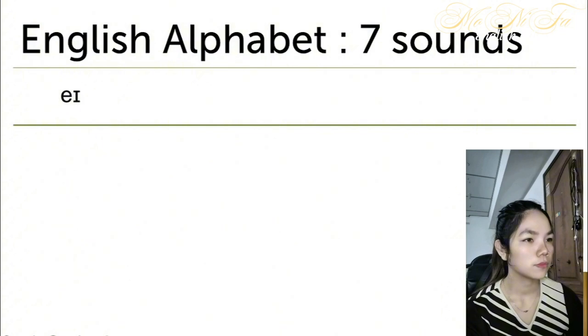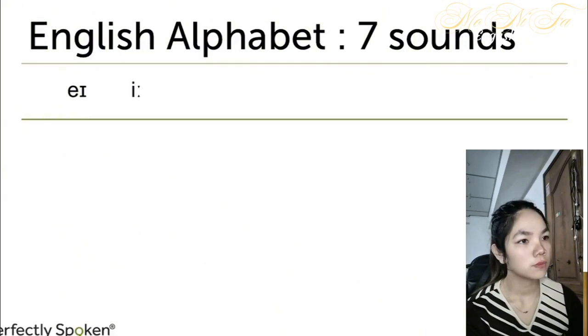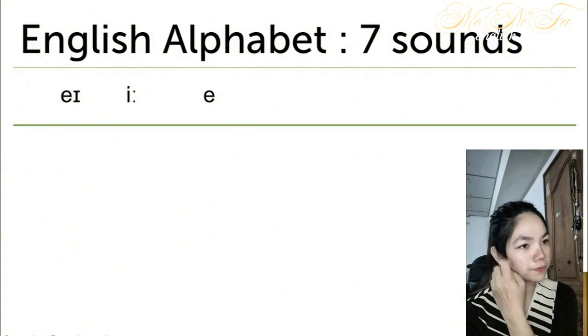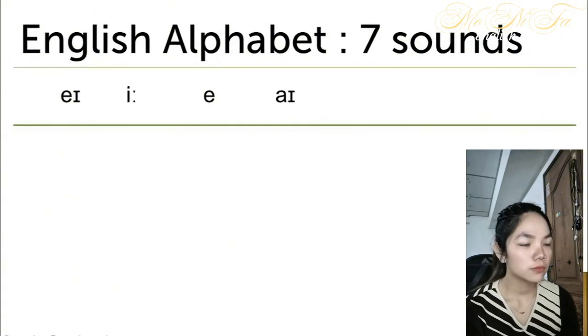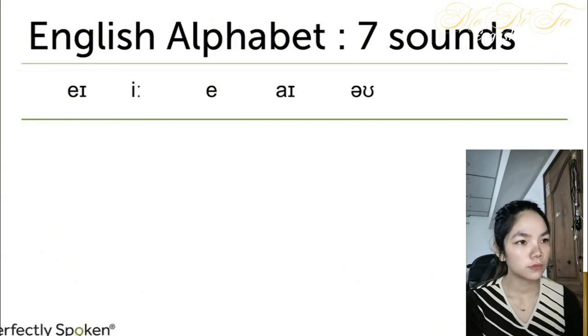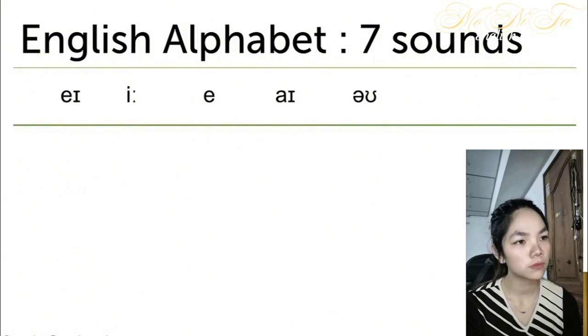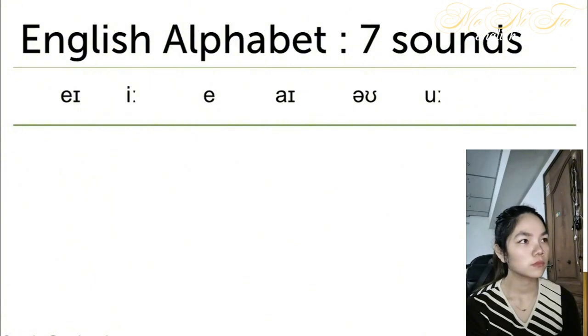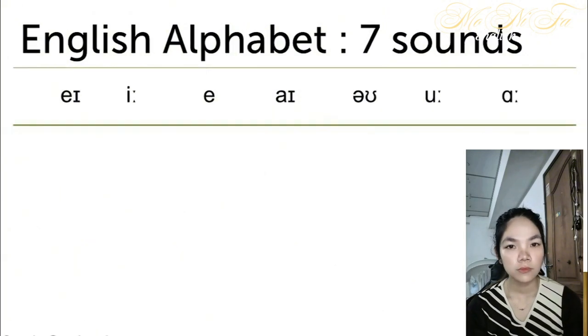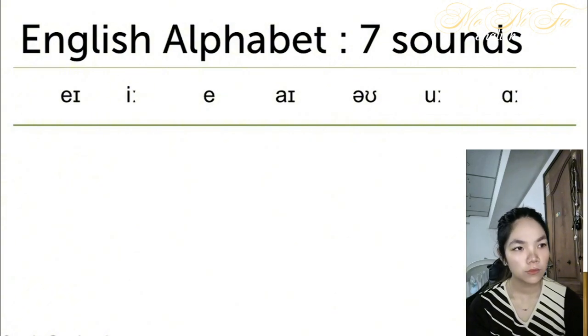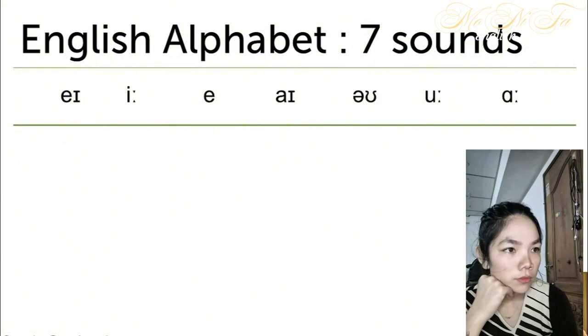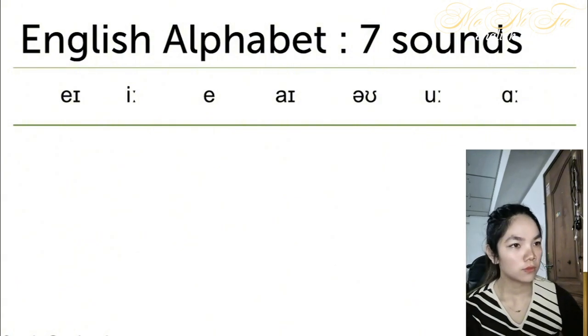The first one is A. The second, E. The third, E. The fourth, A. The fifth, O. The sixth, U. And finally, R. So from the beginning, A, E, E, I, O, U, R.